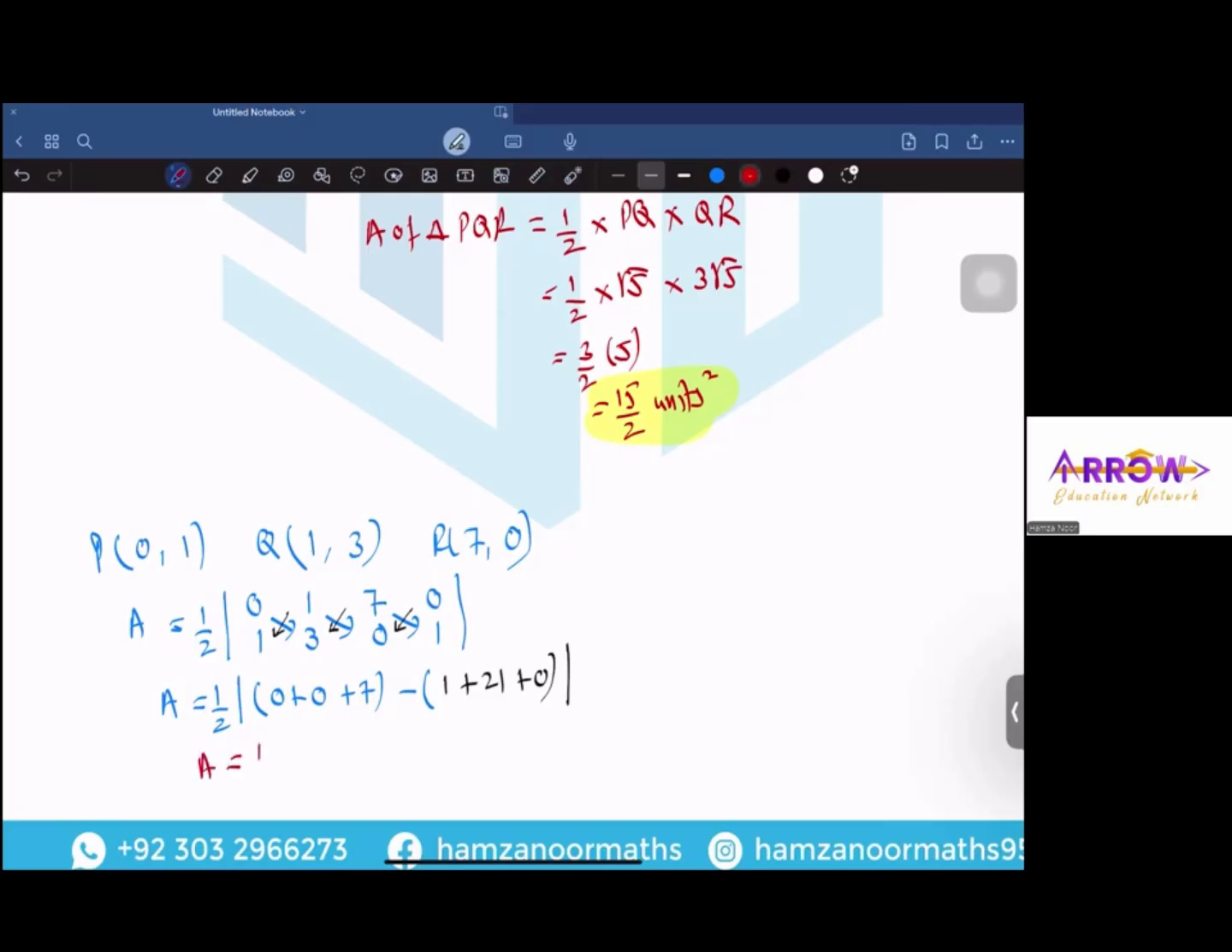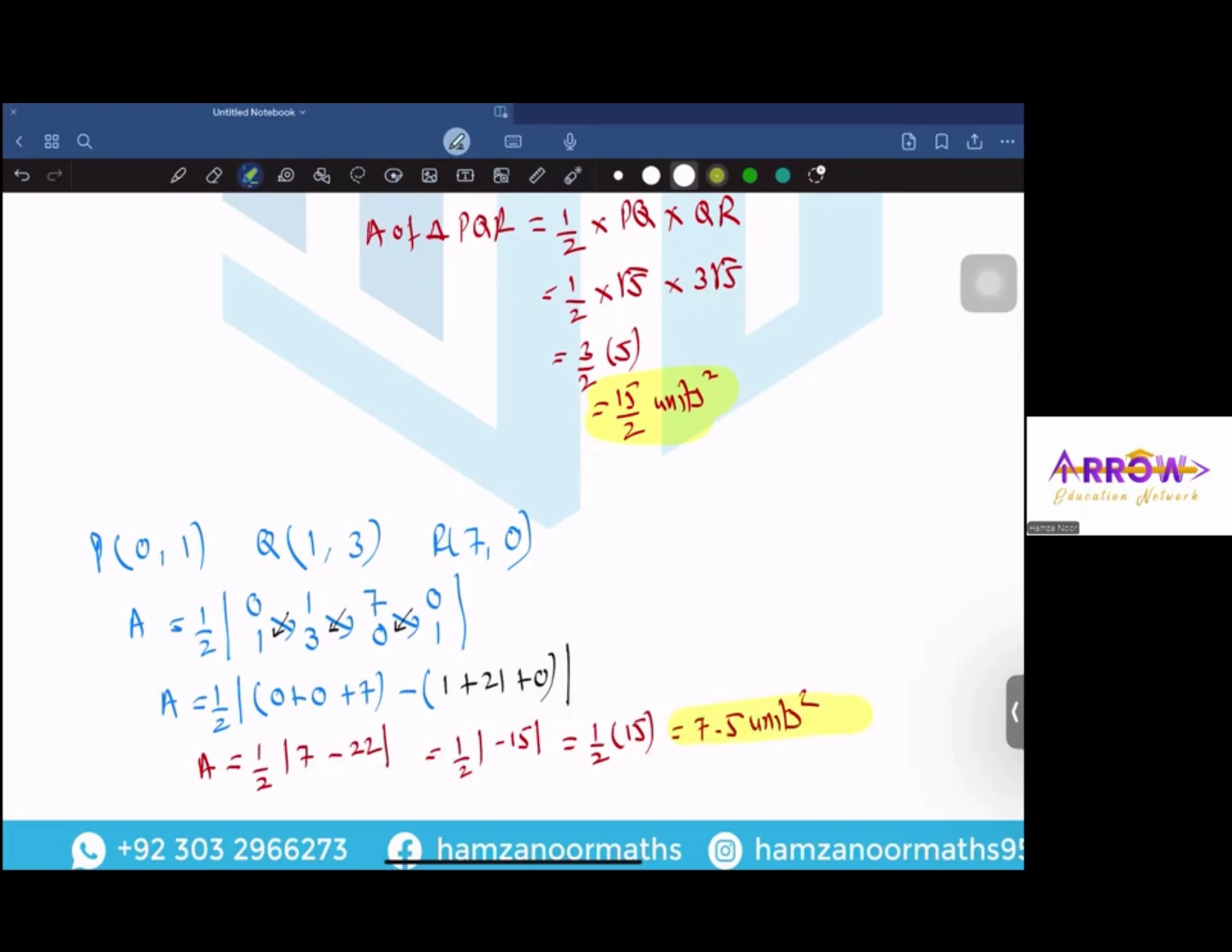So area is equal to half multiplied by modulus of 7 minus 22. So 7 minus 22 is minus 15. So area is half multiplied by minus 15. So area is equal to half multiplied by 15, which is 7.5 units squared. Okay.